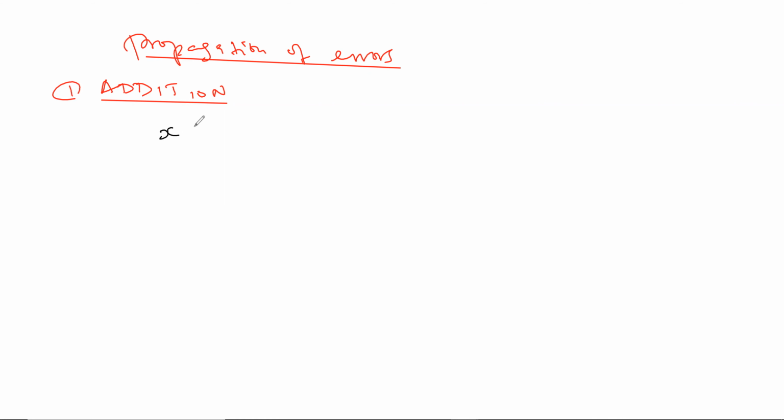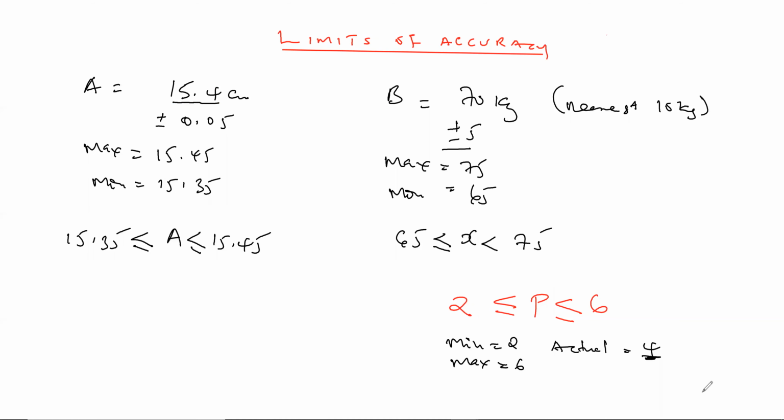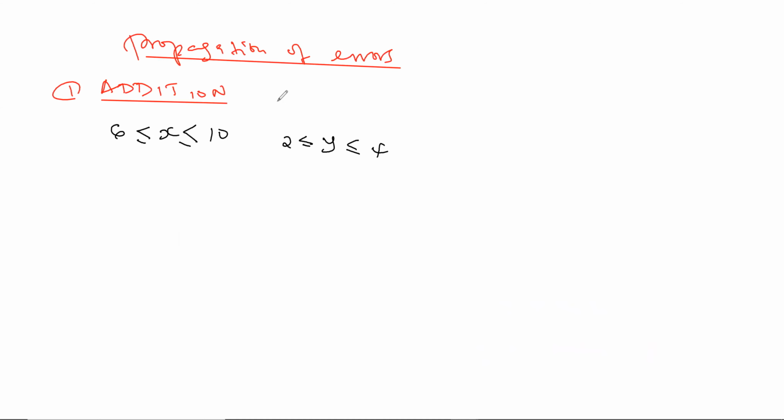So consider these two values. I have x is between 6 and 10, and I have y is between 2 and 4. Now, according to the previous page that we had, you should understand, when I write a statement in terms of limits like this, what this statement means. It means the smallest value of x is 6, the biggest is 10. The actual will be 8, 6 plus 10 divided by 2. The smallest of y is 2, the biggest is 4. The actual value is 2 plus 4 divided by 2, which is the same as 3.